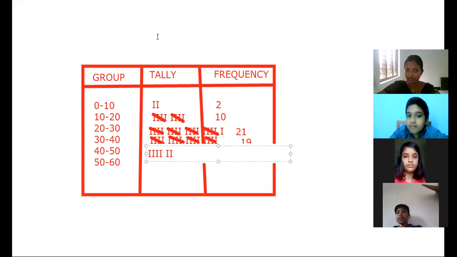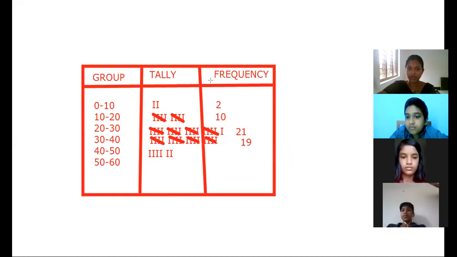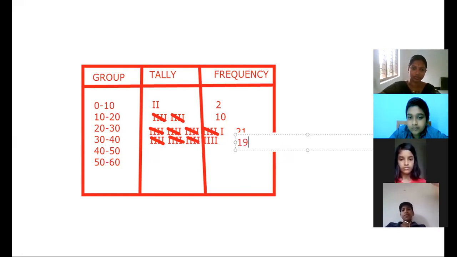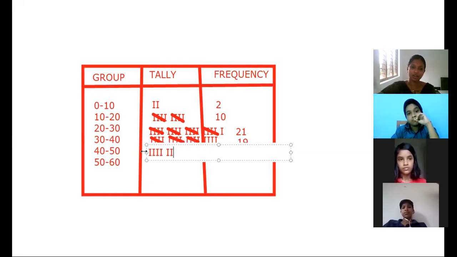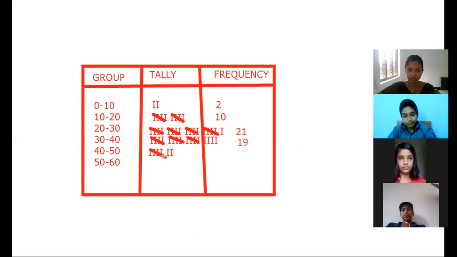Okay, it's 19. I'm sorry. Then in group 40 to 50, we know that there are only 7 students. That's why we can draw it as 5 and 2. So the frequency becomes 7.